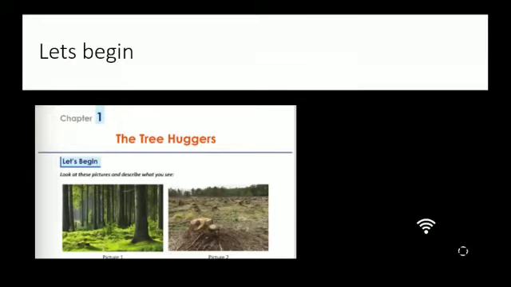So here there are two pictures, picture 1 and picture 2. Look at these two pictures and you have to tell me how your life would be without trees. Just discuss among yourselves, and then let me know the answer. It will tell us how important the trees are to us.